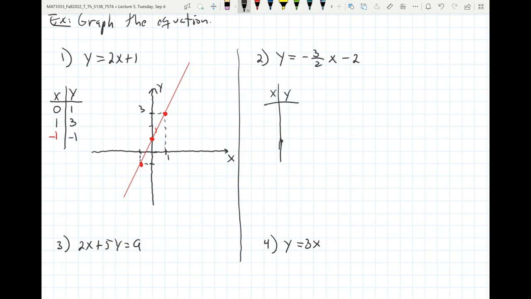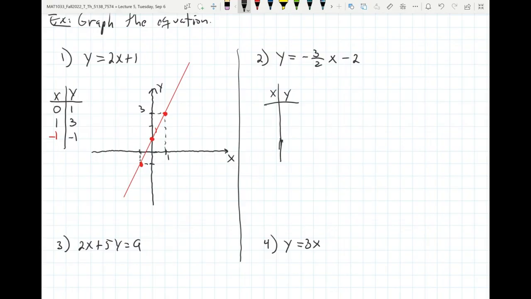Okay, you can pick whatever you want, but if you want to make your life easier, what should you be picking here? 0. Yes, but you have to pick at least 1 more. So 0, 1. You should pick even numbers. I mean, you can pick 1 if you want, but then that's not gonna cancel the 2, right? You're gonna have to deal with the -3/2. So 0, 2. Okay, so pick even numbers: 0, 2, -2, 4, -4.